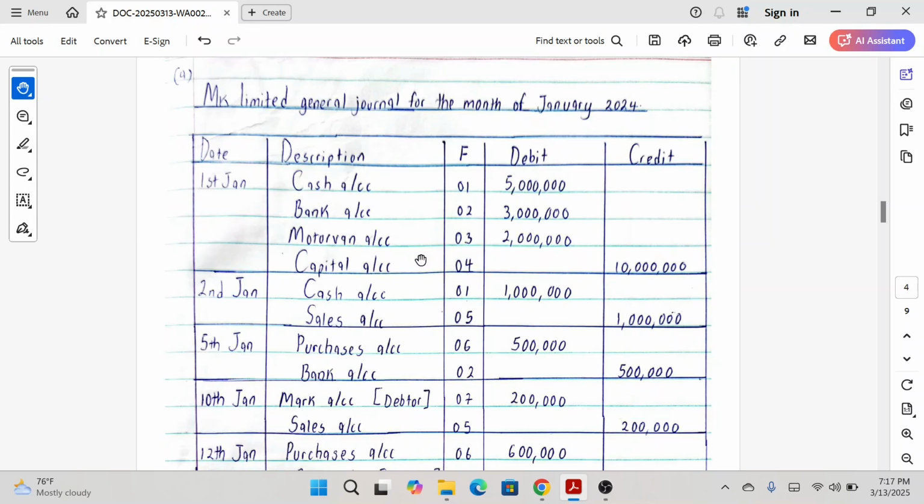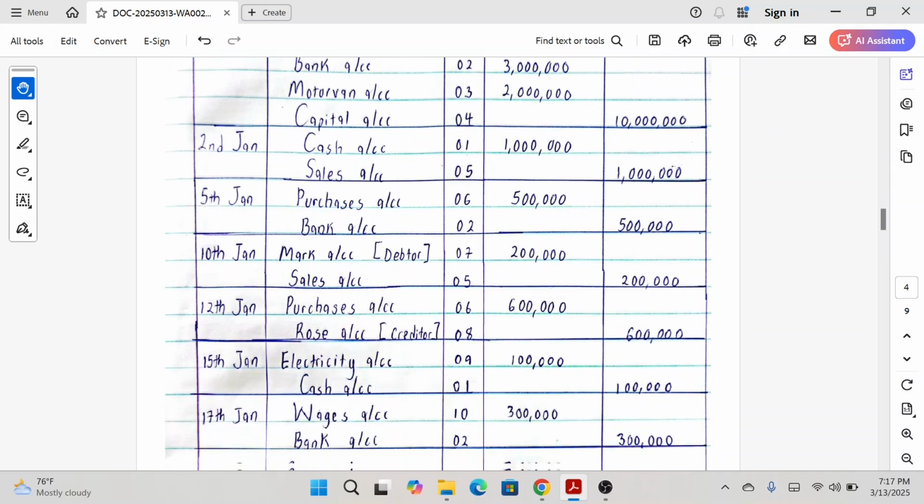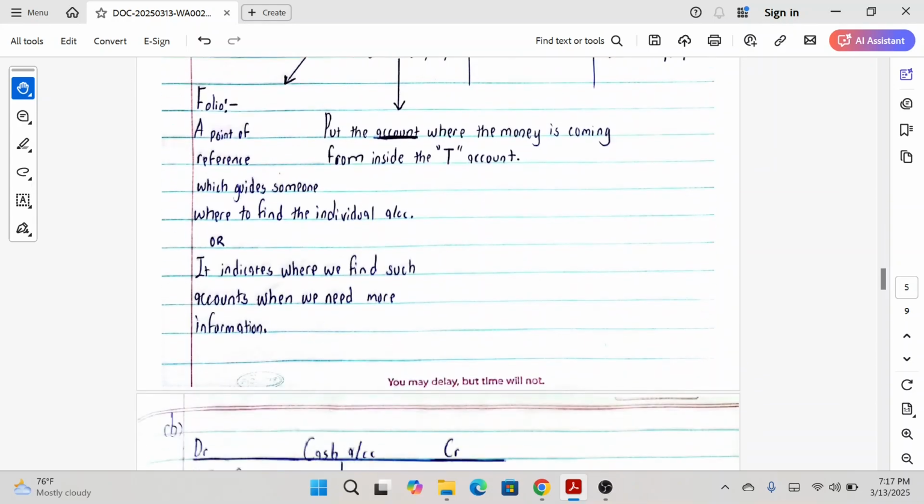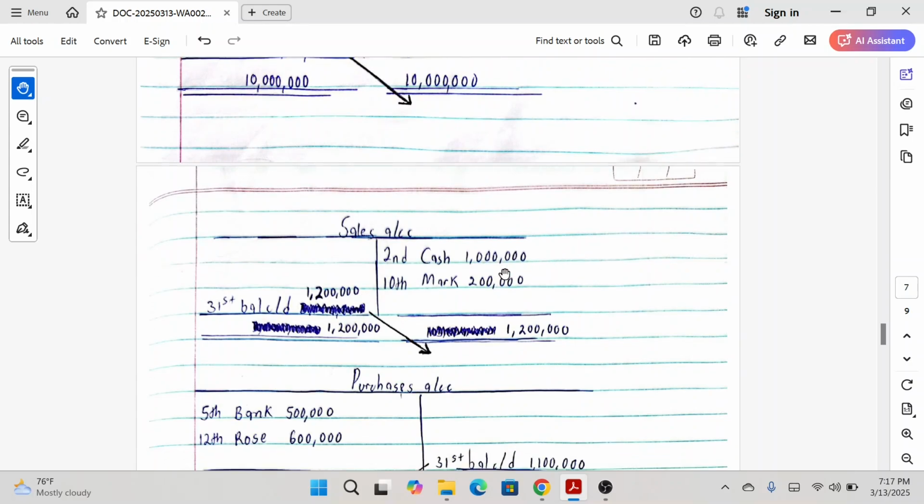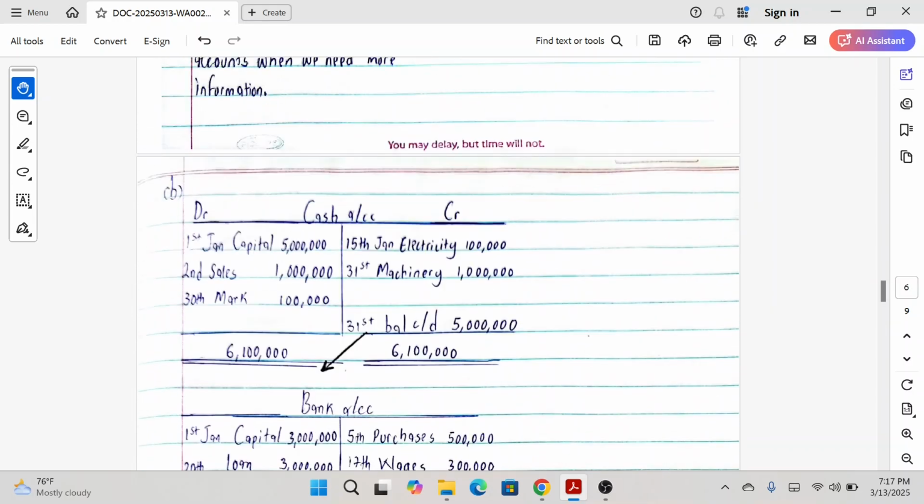So we are going to go to our fifth, which is the sales account. And on the sales account, we're going to go on the credit side, and we put that 1 million, but the money is coming from cash account. So on the credit side of the sales account, we're going to put the date, second, cash of 1 million. So that is it. Then we look for another one.